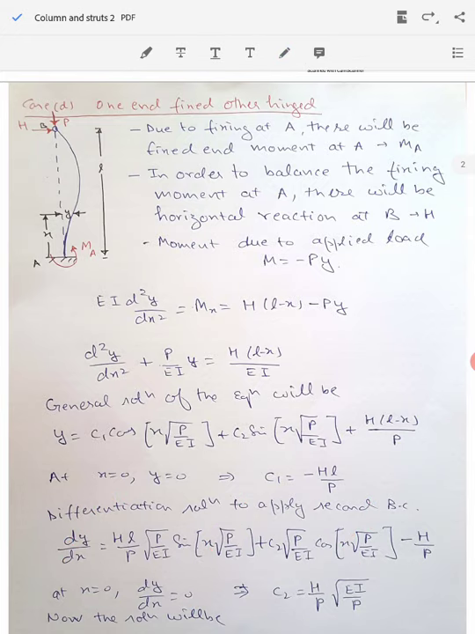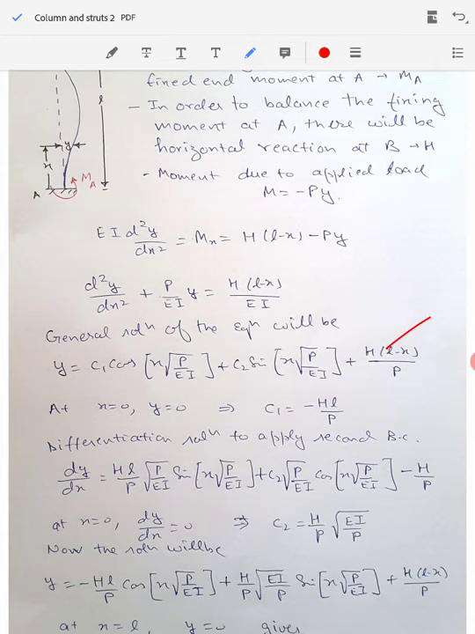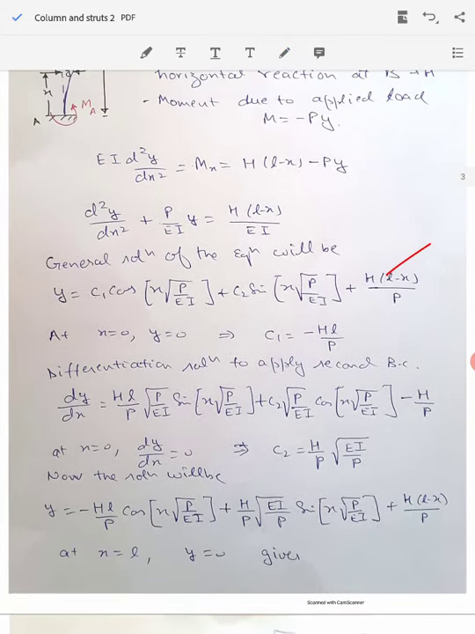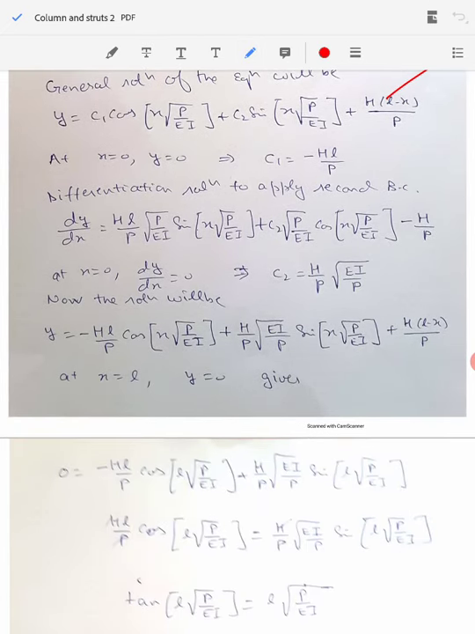So now we have got both the values of c1 and c2. Let's rewrite this expression using the c1 and c2 that we have just determined. Once we substitute it here, our equation will be y equal to minus HL by p cos x under root p by EI and the rest of the terms.